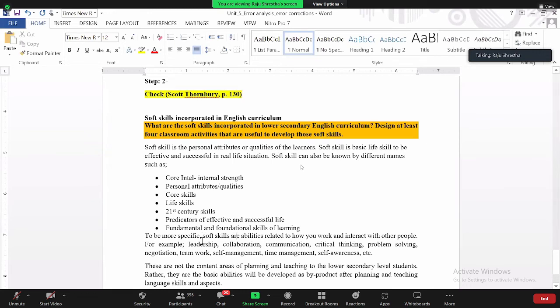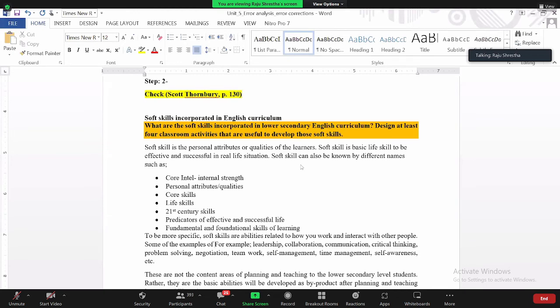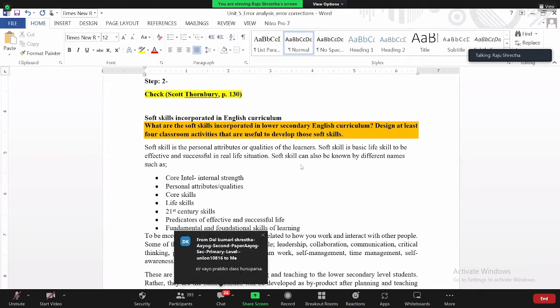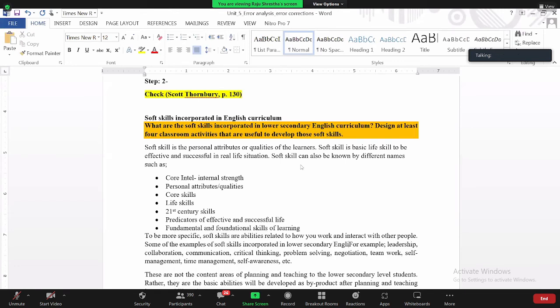More specifically, soft skills are abilities related to how you work and interact with other people. Some examples of soft skills incorporated in the lower secondary English curriculum are given below.